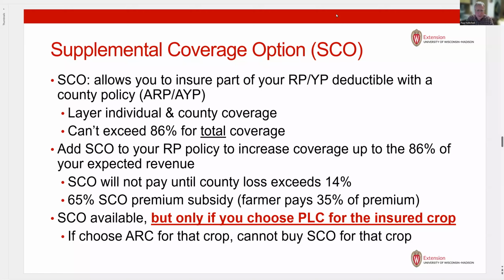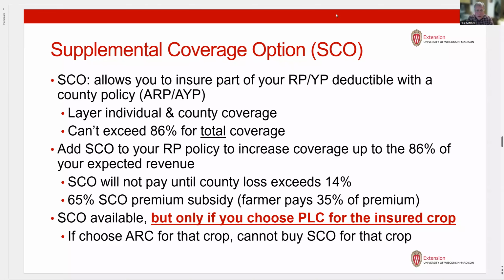this 86%. SCO will not make any payments until the county loss exceeds 14%. It's the 86% level coverage. But it is subsidized about the same level as your traditional revenue protection policy. The farmer pays 35% and the 65% part of the premium is subsidized by the federal government.